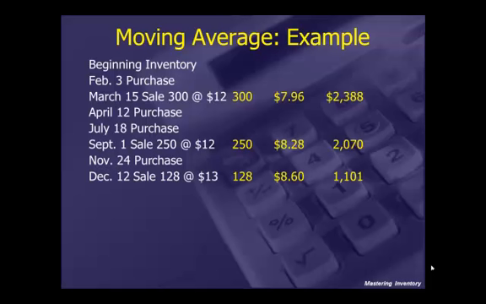So the moving average example, they're showing on the screen now where you can see the 3 different sales and the fact that we had a moving average. It continued to increase from the 1st, March 15th, $7.96, September 1st, $8.28, December 12th, $8.60. And the reason is, as we purchased new inventory, the cost we were purchasing it at kept increasing.